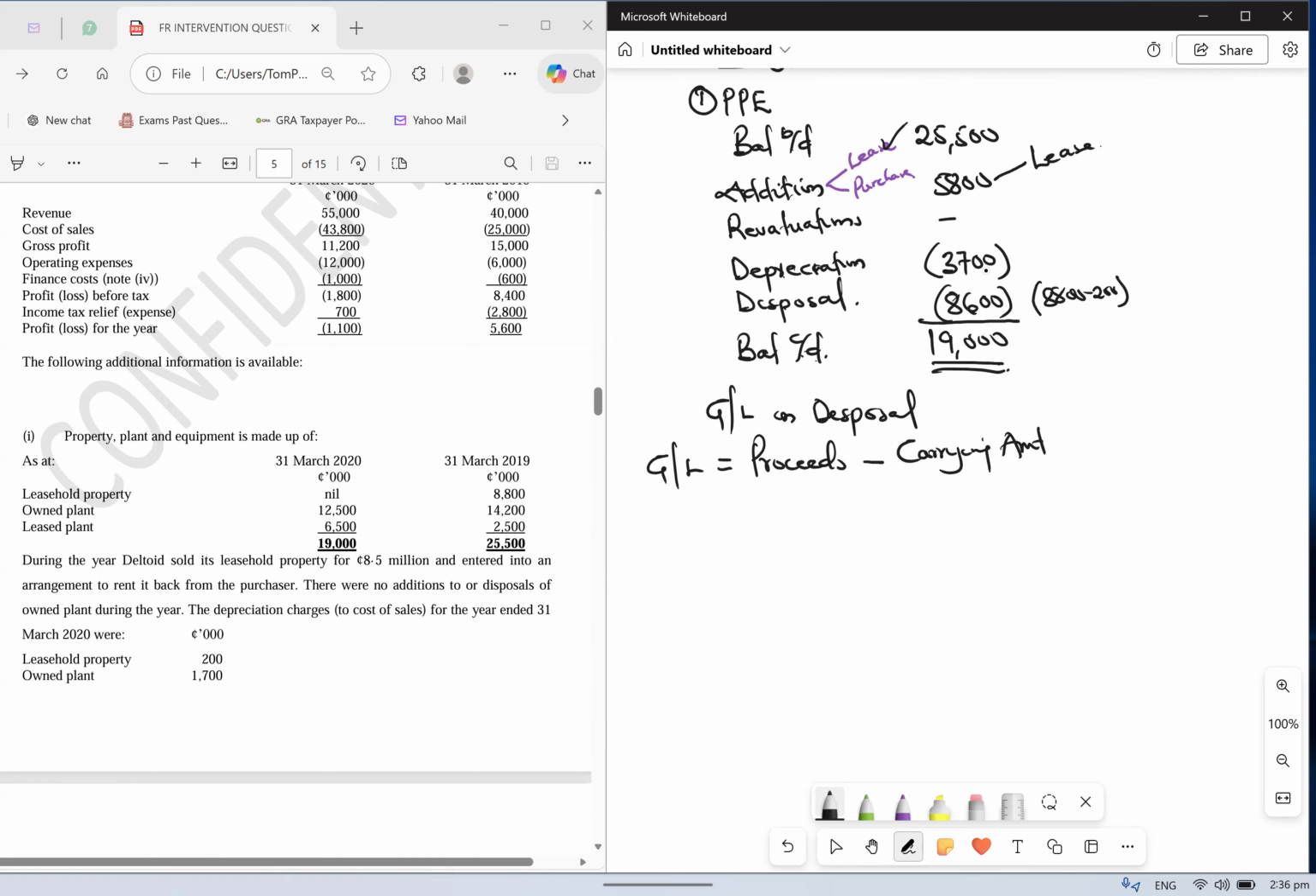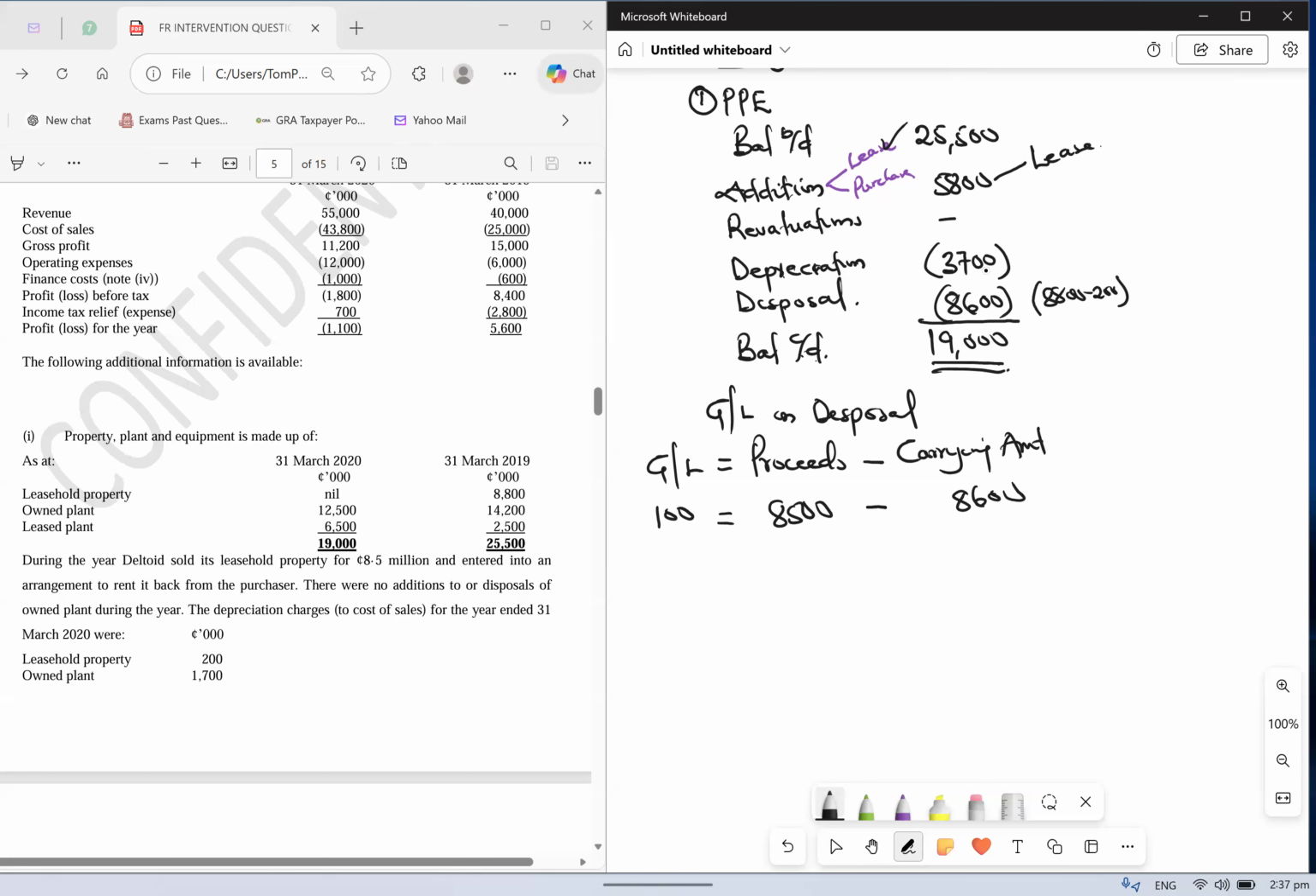And so you have to go to the operating side of your cash flow and deal with it. So how much did he collect when he did the sale? 8,500. And the carrying amount, 8,600. Which means he made a loss, isn't it? Yes, a loss of 100.